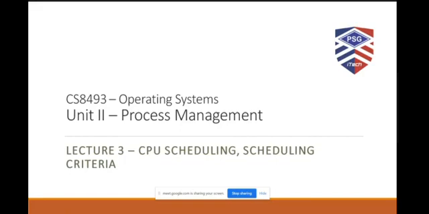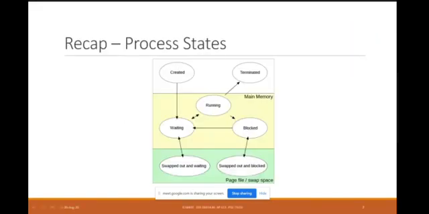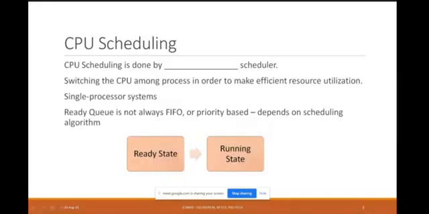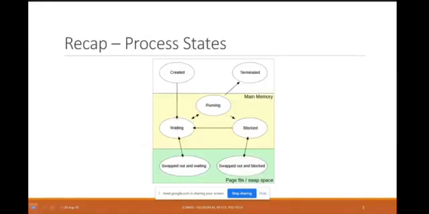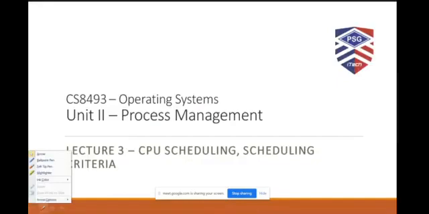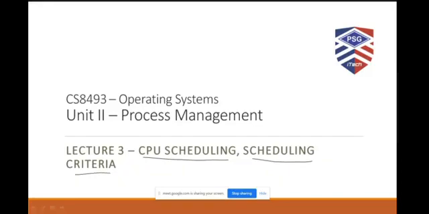So today we are starting with your CPU scheduling. So today we'll start with your CPU scheduling and different scheduling criteria that will be used for scheduling.